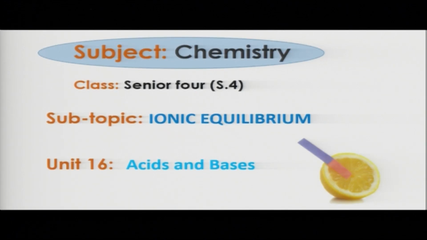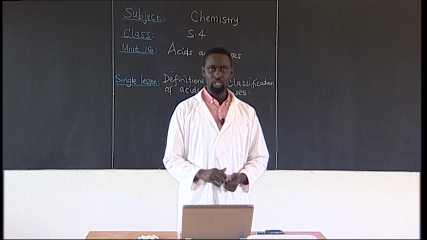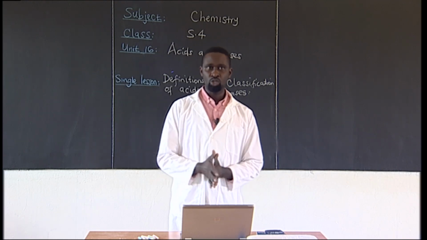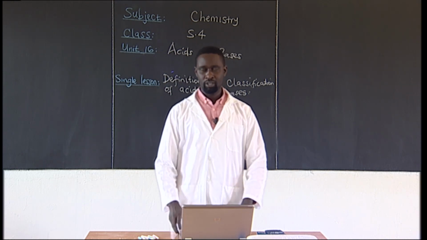If you happen to look for it on the internet or on other sources of information. So we are looking at acids and bases, and in this case, it's going to be a single lesson covering the whole of this unit. And we're going to look at definitions of acids and bases, that is basing on different theories. Then we look at the definition or the explanation of the acid-base conjugate pair. We look at the classification of acids basing on their strength, either weak or strong acids.